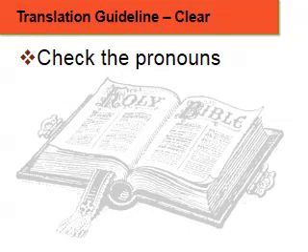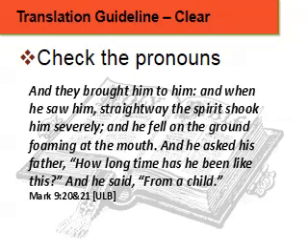Confusion can arise if it is not clear to whom or what a particular pronoun refers. Compare the following translations of Mark chapter 9, verses 20 and 21. Reading from the Unfolding Word Literal Bible. "And they brought him to him, and when he saw him, straightway the Spirit shook him severely, and he fell on the ground, foaming at the mouth. And he asked his father, How long time has he been like this? And he said, From a child."